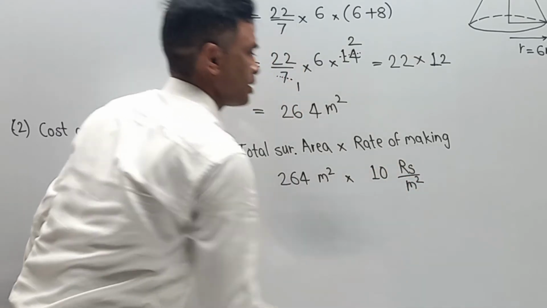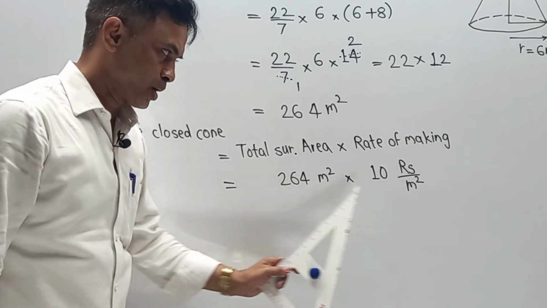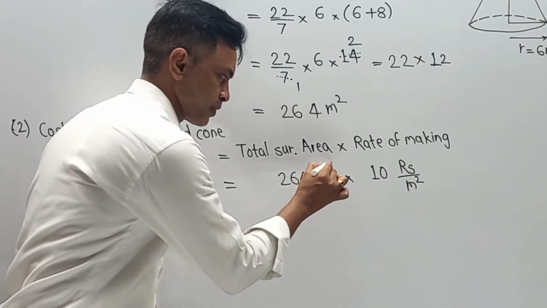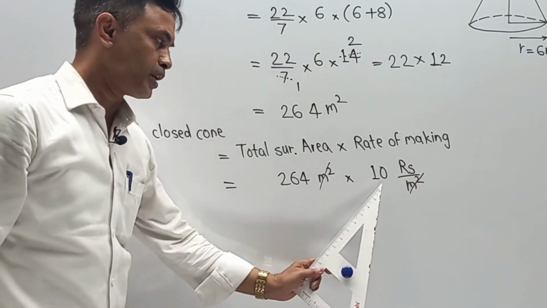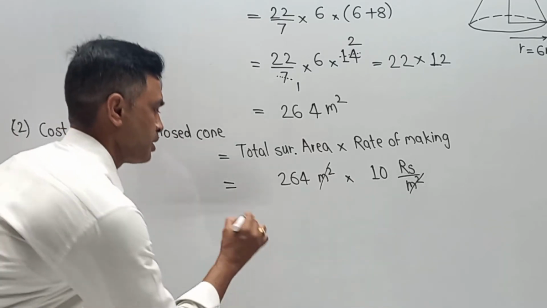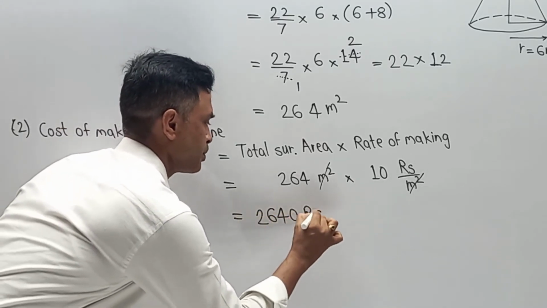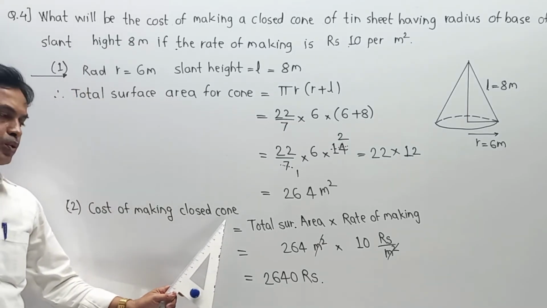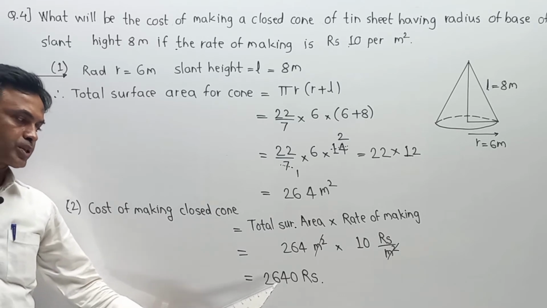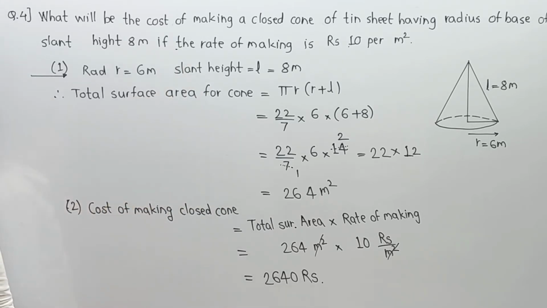Now I have written this so that you can easily understand. Square meter from here and square meter from here get cancelled in the form of unit calculation. And 264 into 10, that is rupees, means this answer becomes 2640 rupees. And this is nothing but the cost of making this closed cone, 2640 rupees. And in this way you can do a simple calculation and understand all the content of that.